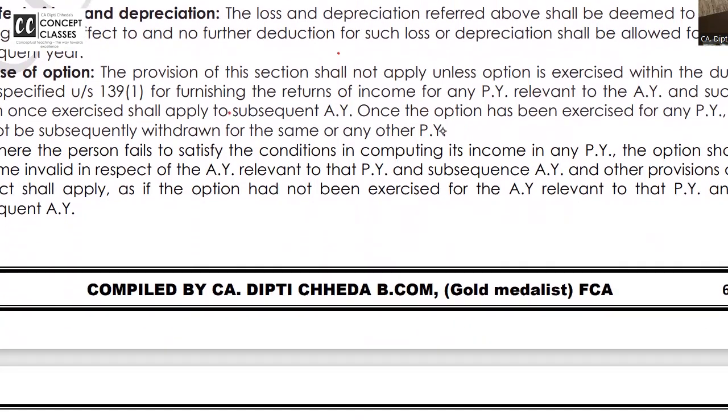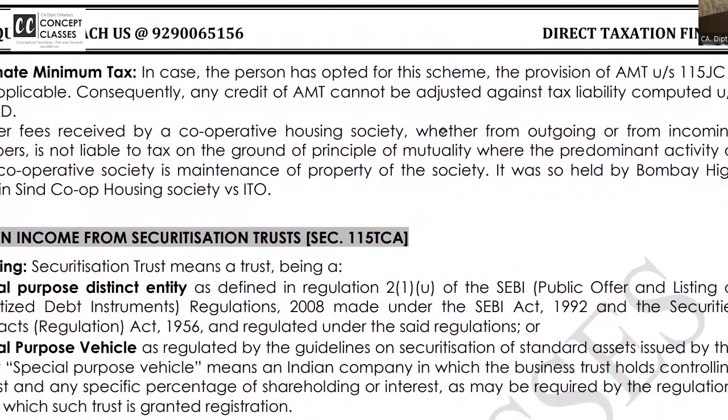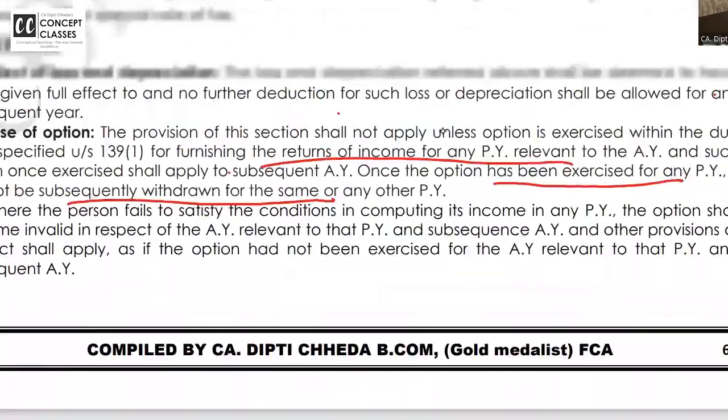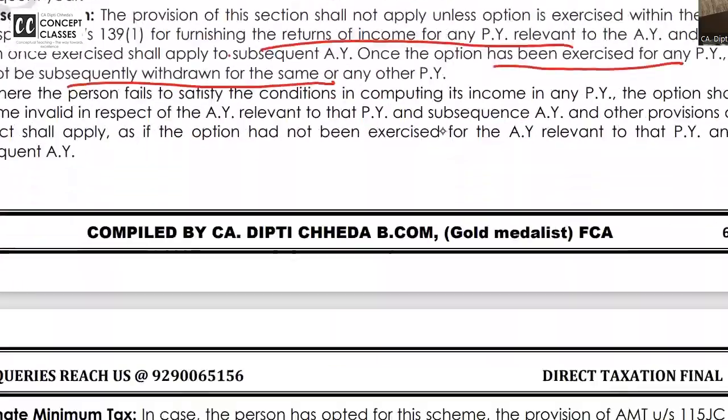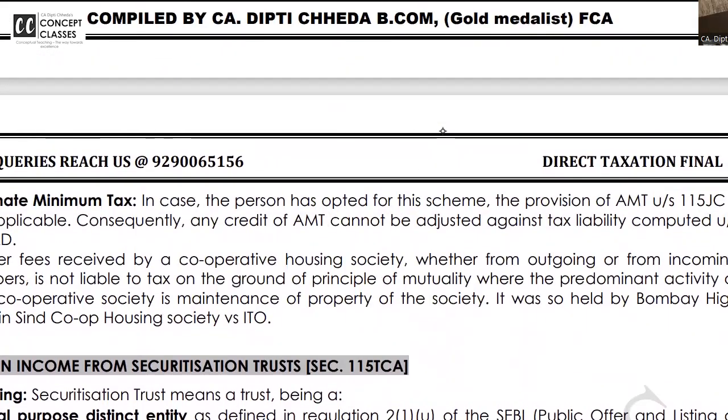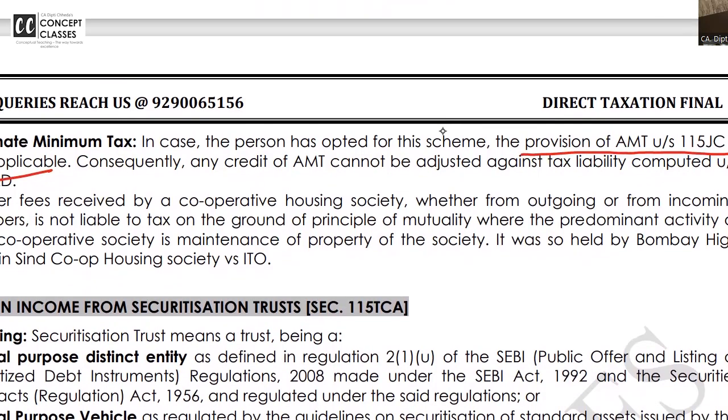They have to exercise the option at the time of filing the return. Once option has been exercised, they cannot withdraw. And once they withdraw, they cannot opt in. If they have opted for this scheme, 115 BAD, cooperative society, then AMT provisions. Like for company, if they go for these special rates, 15% MAT is not applicable. Same way for cooperative society, 115 JC, alternative minimum tax, 18.5% and all that is not applicable.